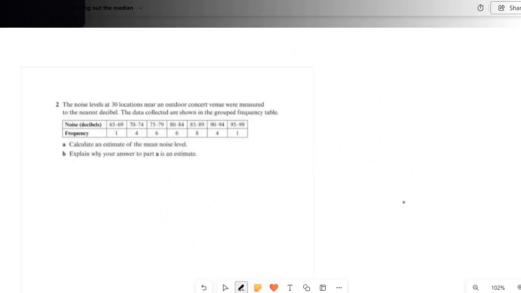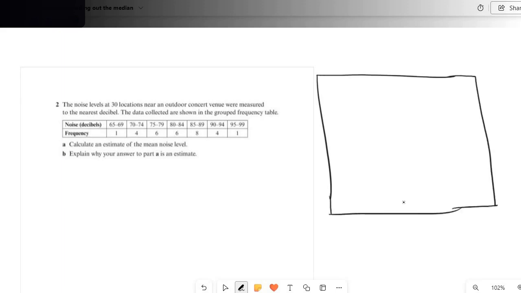For the next one, in number 2, the noise levels at 30 locations near an outdoor concert venue were measured to the nearest decibel. The data collected are shown in the grouped frequency table. So we have a table here, and for number A, we have to calculate an estimate of the mean noise level. Let us tabulate the data here again in a vertical form, so that it's easier to find the summation of x, xf, f, and so on.